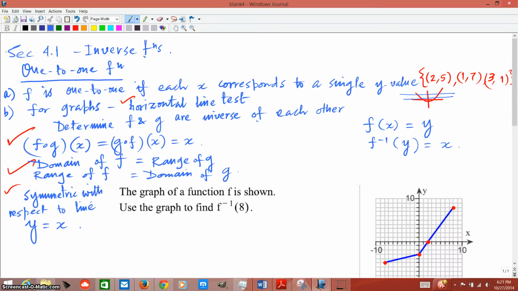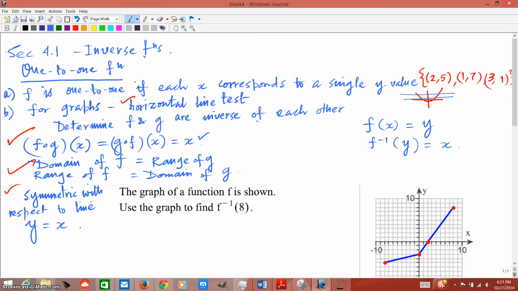Okay, a few other concepts you might have already gone through: to determine if two functions f and g are inverses of each other or not, you need to show f composition g equals g composition f, and that will equal x. And whenever a function is one-to-one, you know there will be an inverse function. So that's why we started discussing whether the two functions are inverses of each other or not.